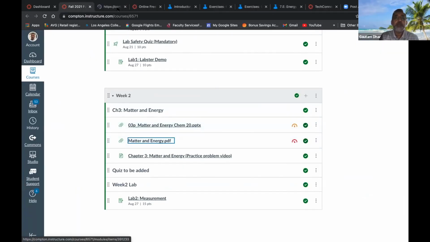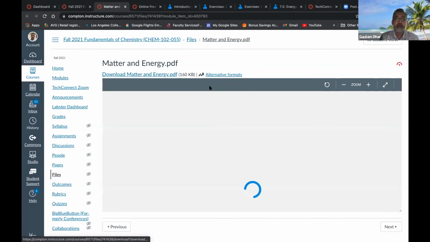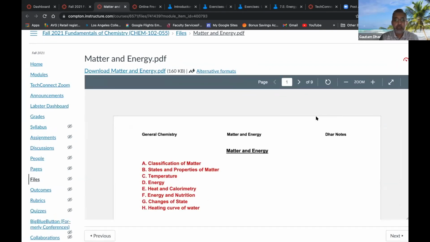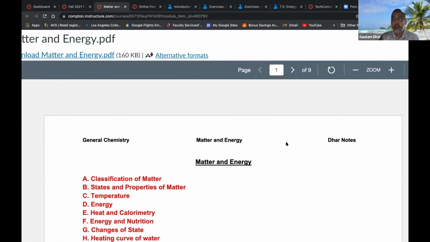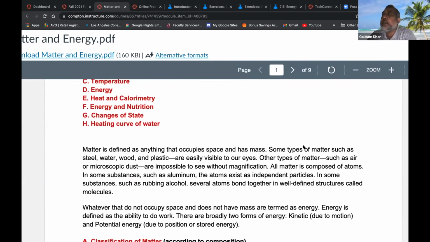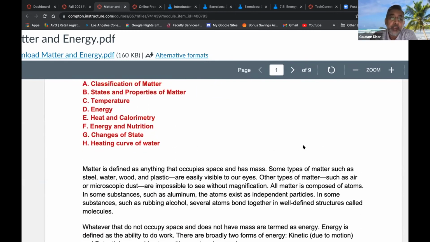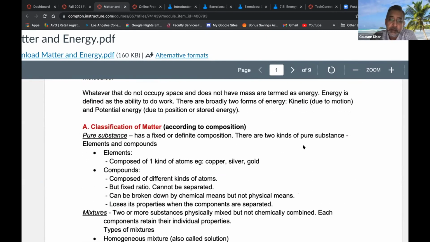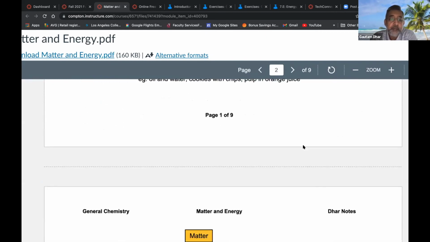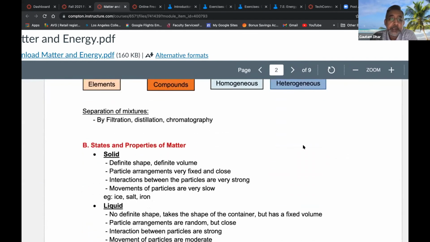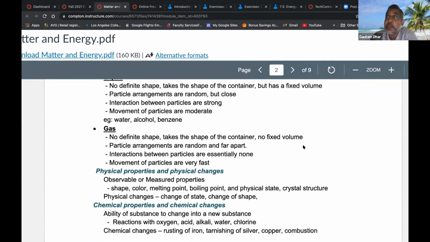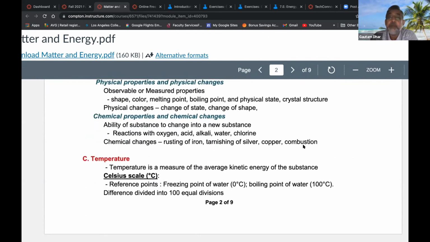So if you go to this PDF, there's some extra things here. Energy and nutrition, that section is not there in the slide, so I included them in the PDF. This PDF is basically a summary. The classification of matter, I'm not going over this. Then you have the states of matter, solid, liquid, gas, physical properties, chemical changes, temperature scales.